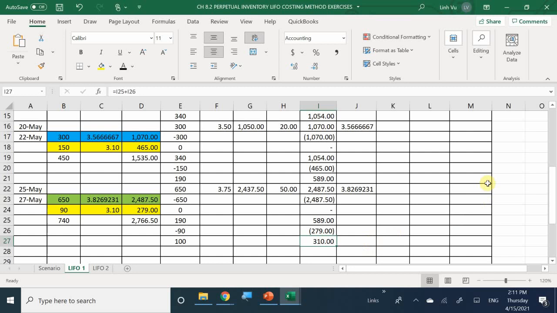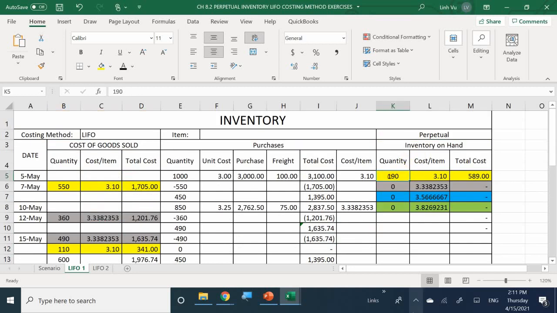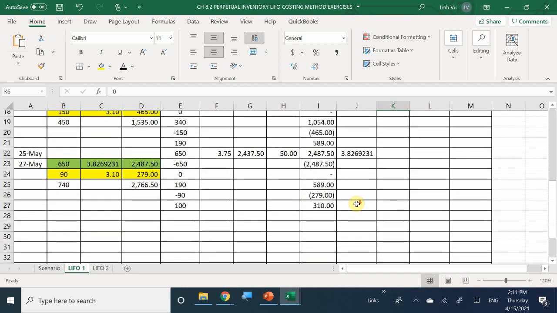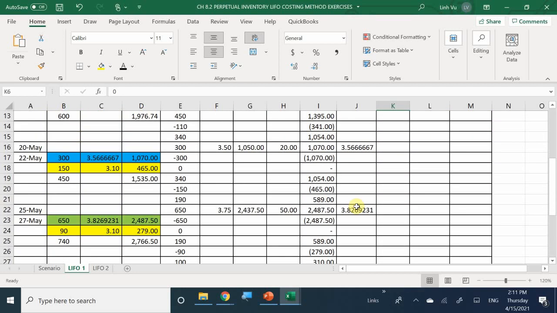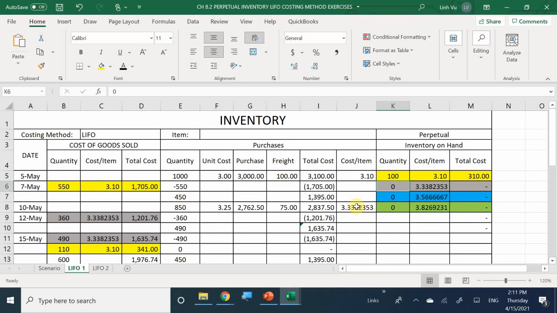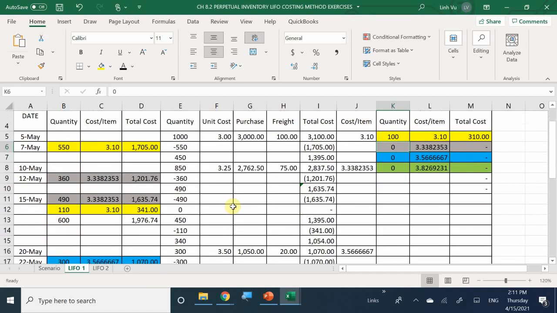So now that we calculated this, let's go up to our inventory on hand and guarantee that we have 100 left at $3.10, giving us a grand total of $310. So, is this one much easier to follow now? And as we progress, we're going to start eliminating the colors and just doing it in black and white. All right, everyone good with this one so far?